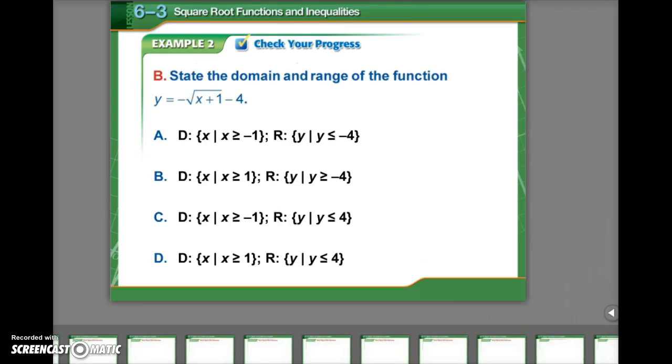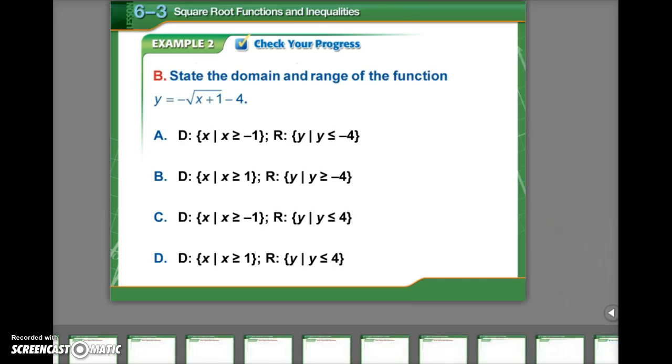And we have another practice one. We've got negative times the square root of x plus 1, minus 4. This time we're only going to be finding the domain and the range. So just start with your vertex and use the coordinates from the vertex to find your domain and your range. Pause the video as long as you need. When you have your answer, come on back and advance to the next slide. And our answer this time is letter A.